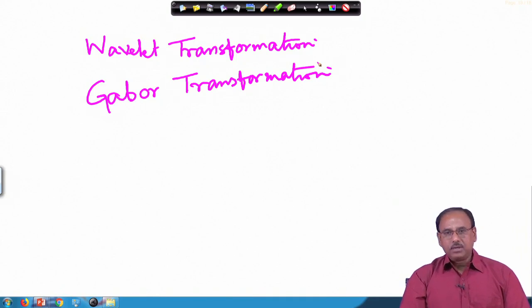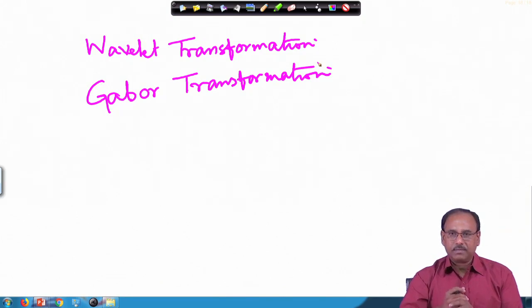In the case of wavelet transformation, what you do is break the original signal into different frequency subbands, and then you compute the energies in the different subbands and put those energies of the different subbands as different features.